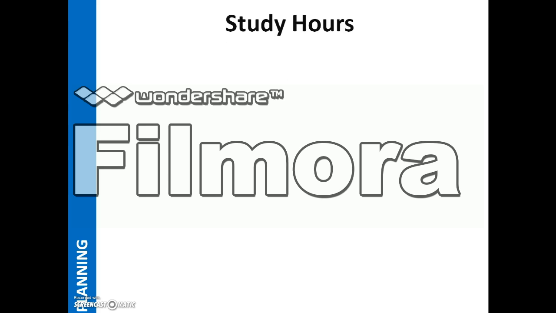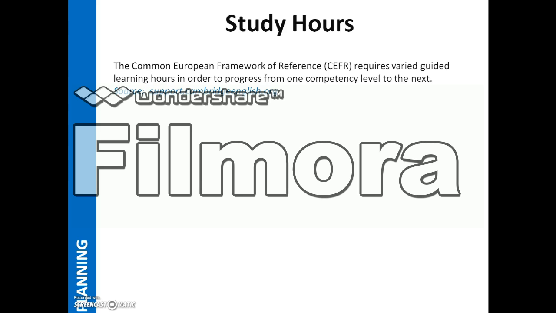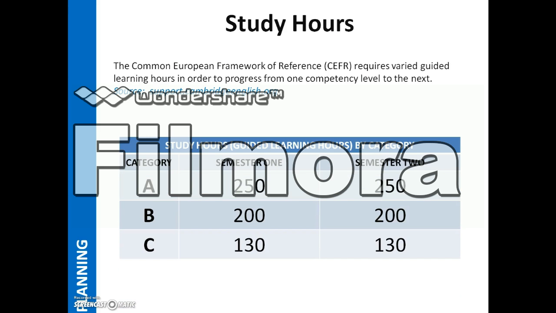Depending on their proficiency category, students are required to complete different study hours within an academic year. The Common European Framework of Reference, or CEFR, requires varied guided learning hours in order to progress from one competency level to the next. Using the CEFR and others as benchmarks, the ELSD has reduced the credit hours across all tracks, requiring Category A students to study 250 hours per semester, Category B students 200 hours per semester, and Category C students will now be required 130 hours for each semester.